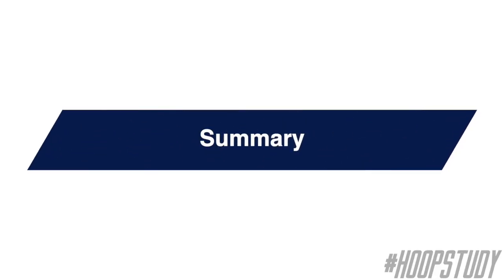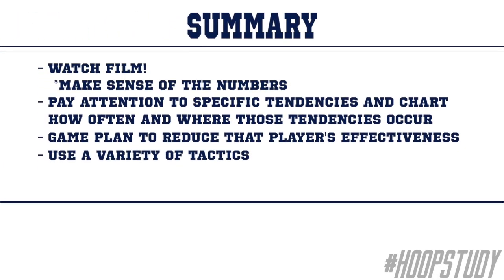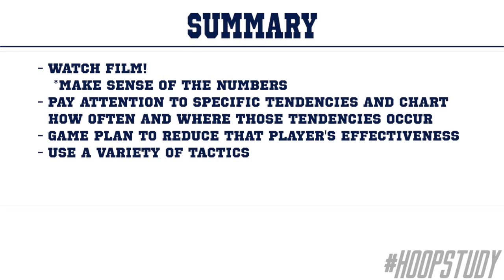Let's review. So when it comes to scouting, make sure that you're watching film. Try to make sense of the numbers that you're seeing. Pay attention to specific tendencies and chart how often and where those tendencies occur. And then create a game plan to reduce that player's effectiveness. You're not going to stop them more than likely, but you can reduce their effectiveness. And then use a variety of tactics in order to get the job done.